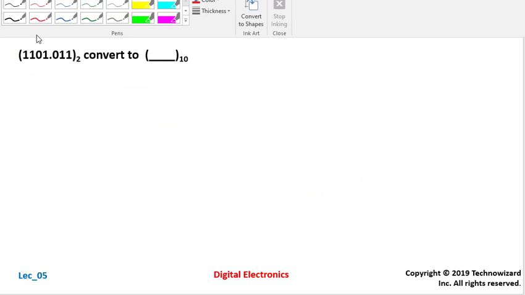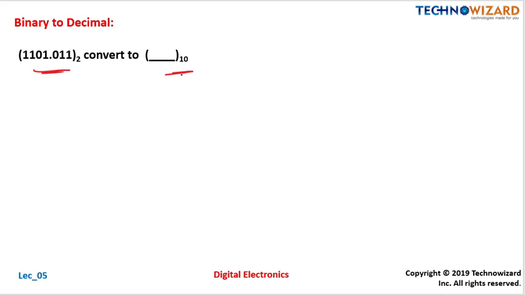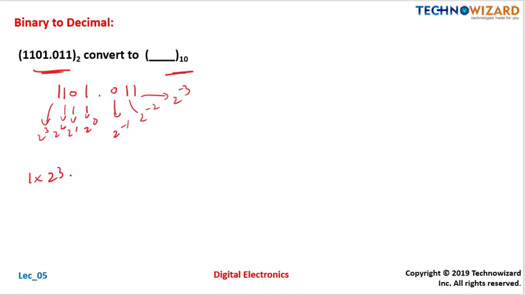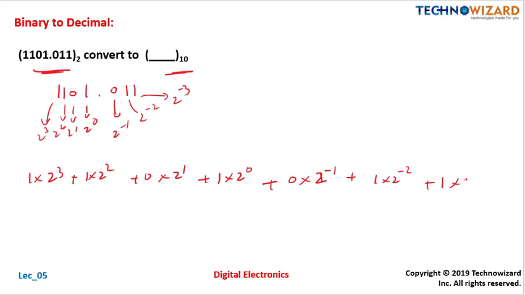Now we have to convert binary to decimal. So this is binary, 1101.011, and you have to convert it into a decimal number. Here the integer part will have 2 to the power 0, 2 to the power 1, 2 to the power 2 and 2 to the power 3, and for the fractional part 2 to the power minus 1, 2 to the power minus 2 and 2 to the power minus 3. So on multiplying you will get 1 into 2 to the power 3 plus 1 into 2 to the power 2 plus 0 into 2 to the power 1 plus 1 into 2 to the power 0 plus 0 into 2 to the power minus 1 plus 1 into 2 to the power minus 2 plus 1 into 2 to the power minus 3.